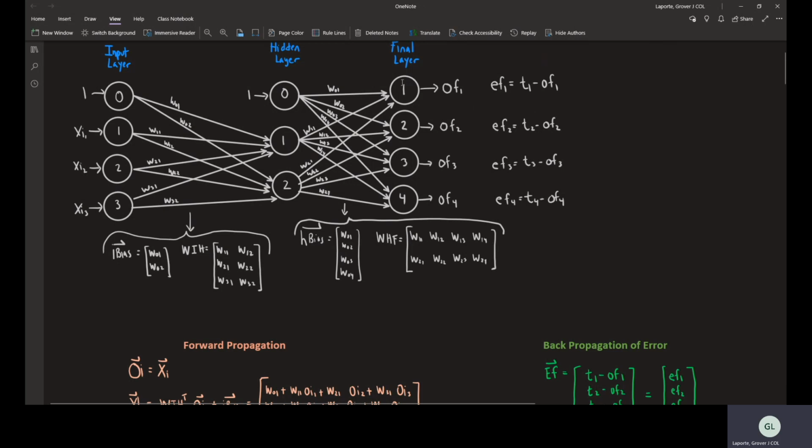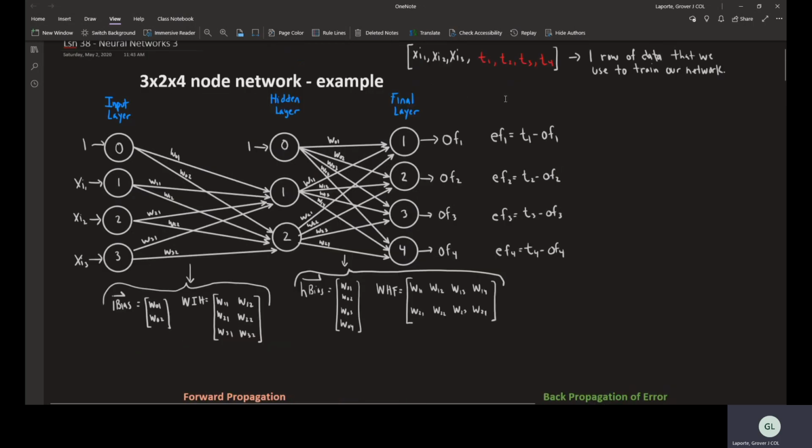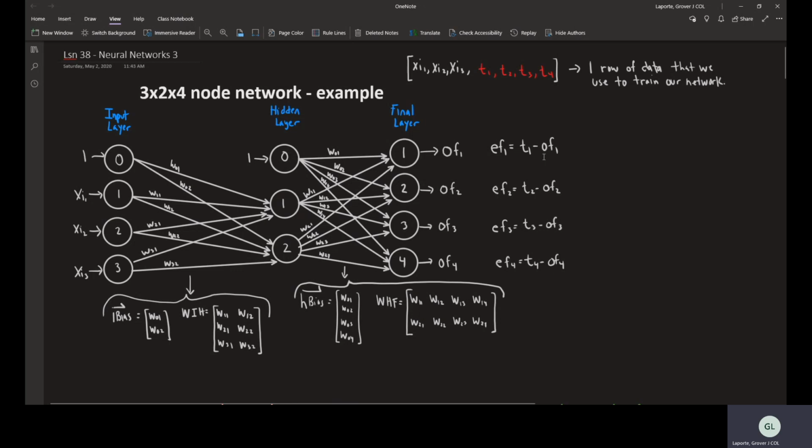The error in your final layer is a simple subtraction. You just take your target, again, these red numbers up here, and you subtract off whatever is coming out of the final layer, the output vector of your final layer. There you go. Those are the numbers that are coming out, and then it's a simple calculation in order to get that error.